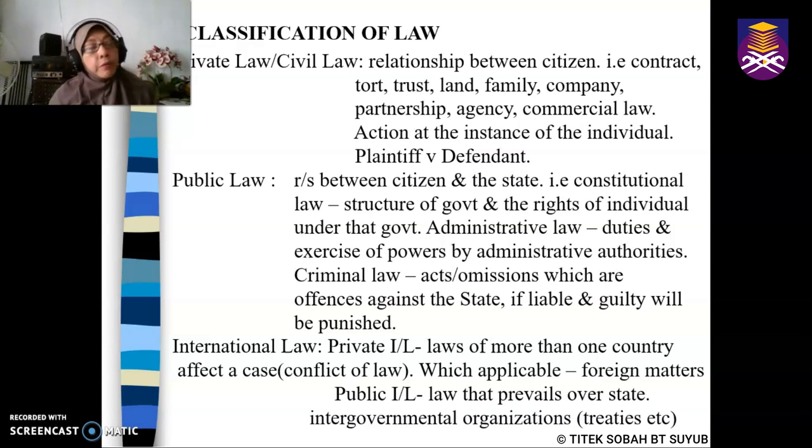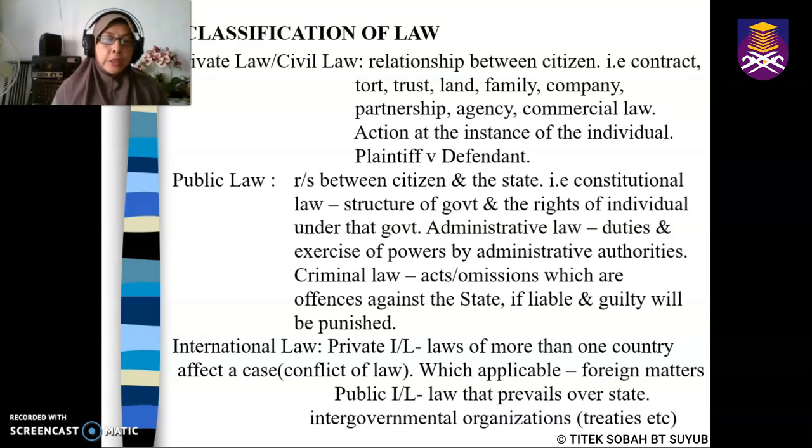However, apart from criminal law, we have administrative law and we have constitutional law, all of which concern the government. Administrative law will ensure that all these government departments will run smoothly. Constitutional law talks about the structure of the government and the rights of the citizen in that country. So all these cases will be taken by the state on behalf of the citizens of that country. So this is known as public law.